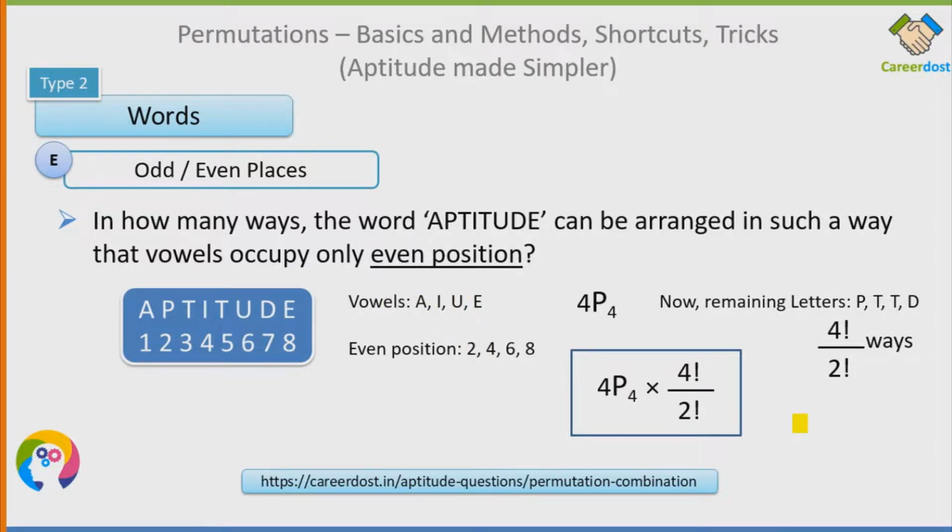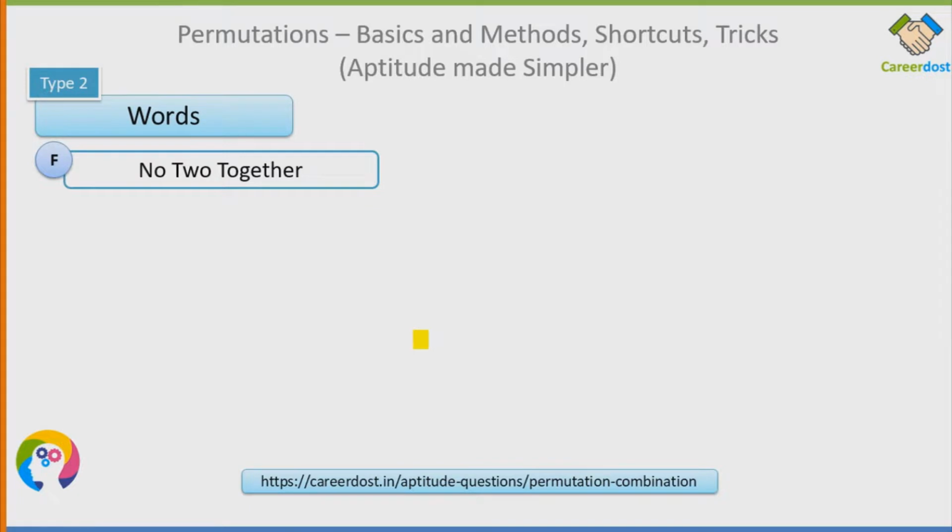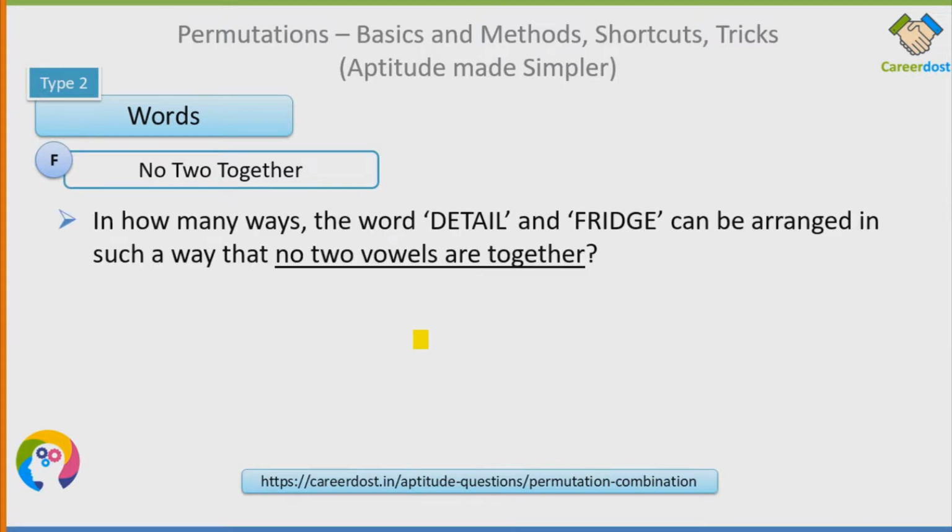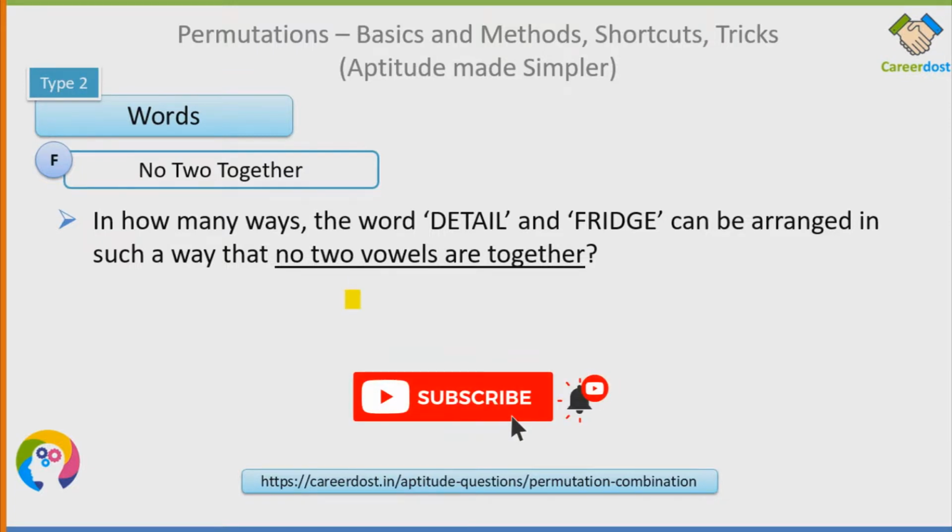So let's talk about the last concept, which is no two together. The next and also the last concept we will be looking at is no two together. In the case of no two together, like we did for the previous concept, we will deal with vowels, consonants and other words. So the question here is, in how many ways can the words DETAIL and FRIDGE be arranged in such a way that no two vowels are together? Let's first talk about vowels. In a similar way it can be consonants and other words.